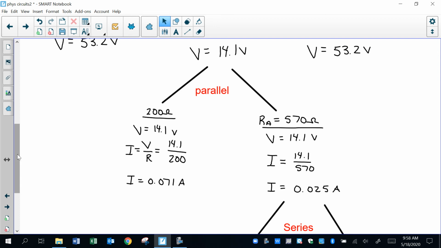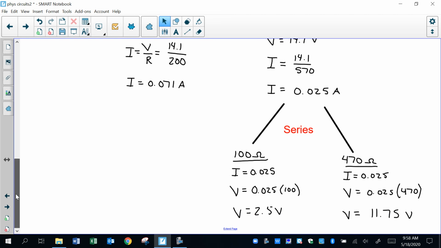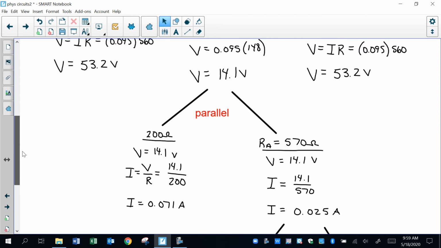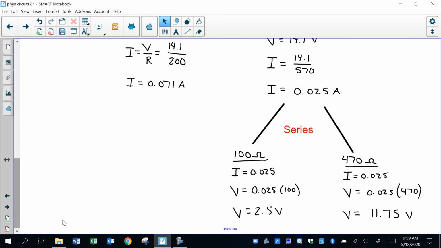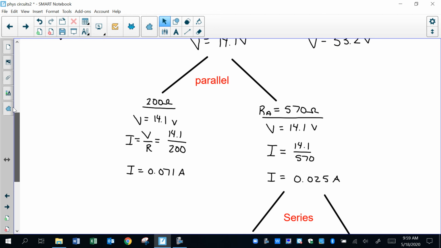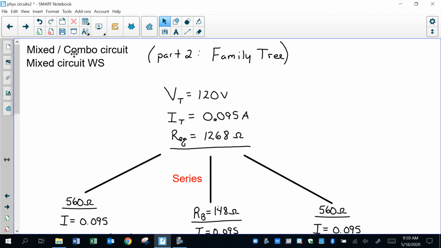And the last one is RA. RA was 2 in series, so I bring down my current, 0.025, 0.025. Double check your work, add up your currents, and you should get the current that we have out here, 0.095. So besides rounding numbers off, it works. And last, my series. I plug in my currents as a current's constant, so I bring them down here using my resistors, and I get 2 voltages. Add them up, and I get the 14.1 total from the previous generation. So that is the family tree method to solve for a mixed or combination circuit.